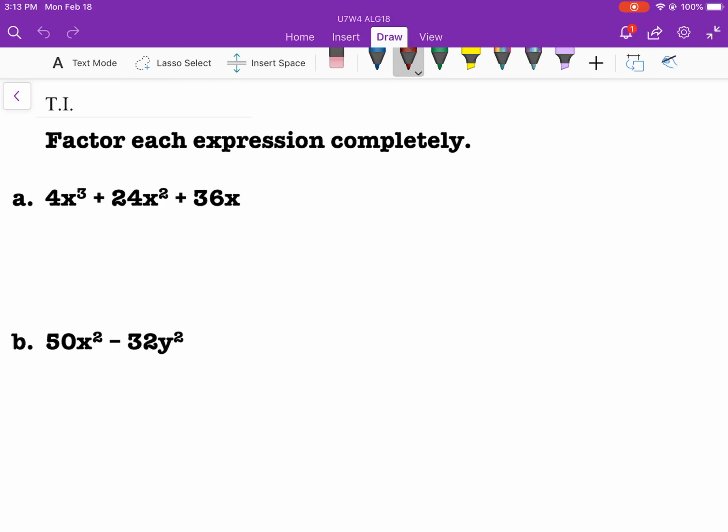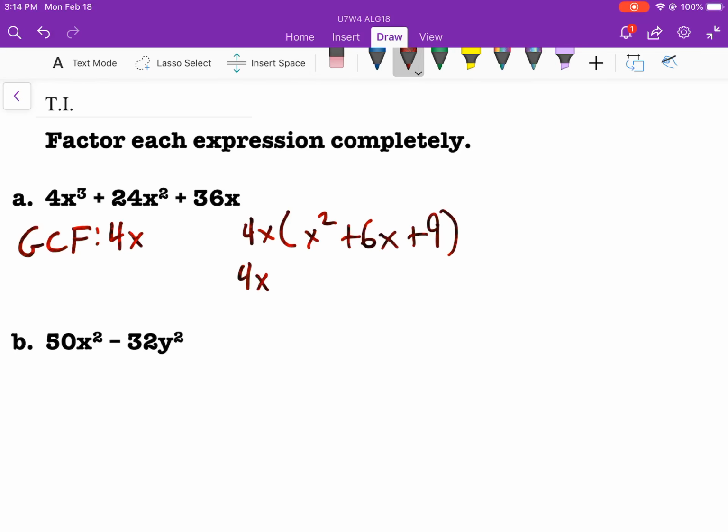Last but not least, GCF. 4x. Factor that out. We have x squared plus 6x plus 9. So two numbers that multiply to 9 and add to 6: 3 and 3. So x plus 3 squared.